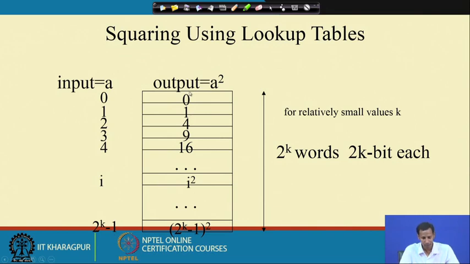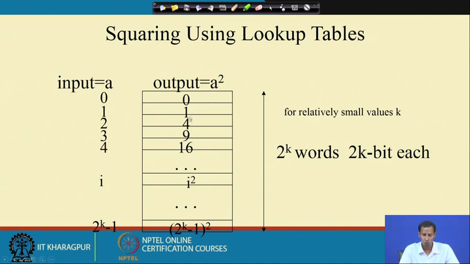So this ROM can store the values of 2 to the power k minus 1 square values. That means if I choose k bits for the input, the length of the corresponding ROM size will be 2 to the power k minus 1. Not only that, this ROM will be 2 dimensional. How will it be 2 dimensional?